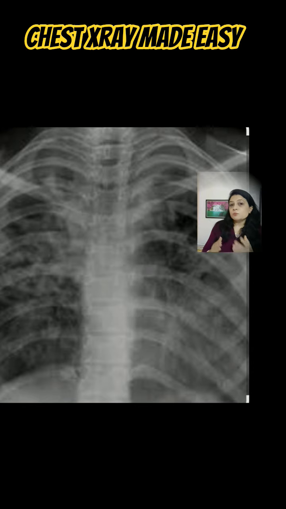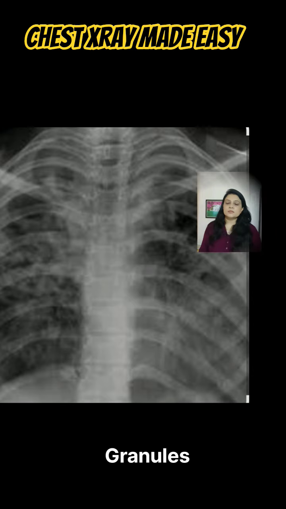But if it is miliary TB, so you will see the millets. Millets means like pulses. So you will see the millet-like small cavities that are spread all over the lungs. So that is the miliary TB. Okay. Now fourth on the list is cardiomegaly.